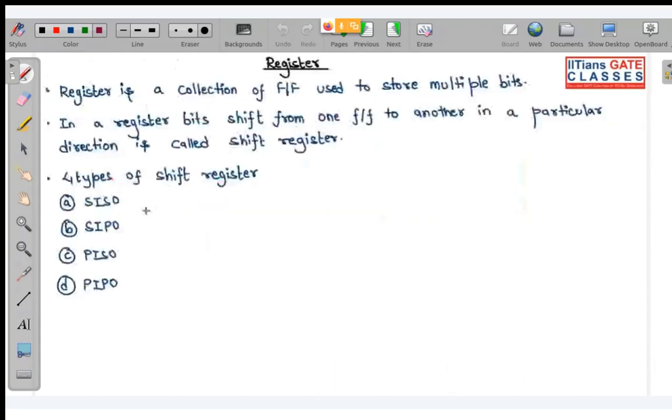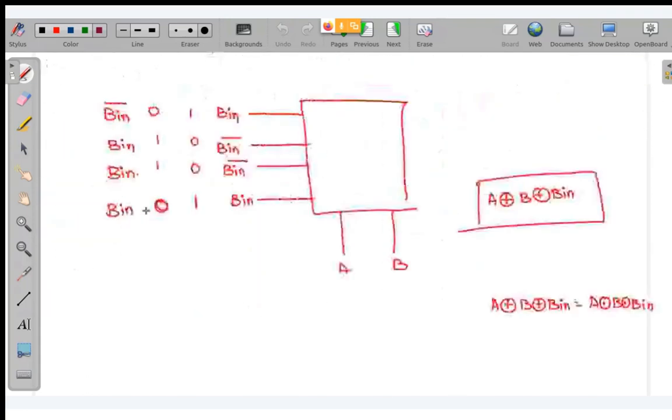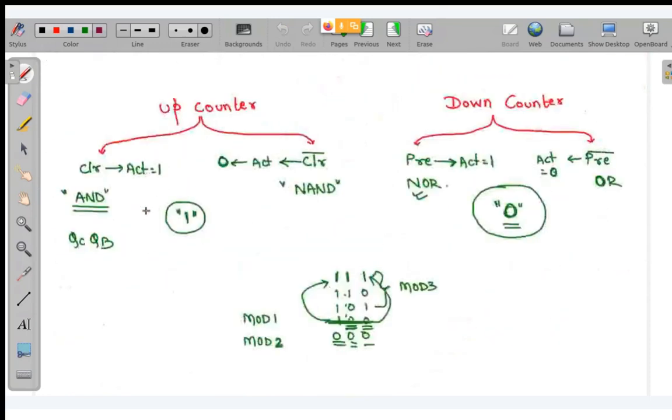You can see in the last class only I have discussed this. Active low, NAND we are using; active high, AND we are using; for active high preset we are using NOR, and for preset bar we are using simple OR. So all this should be known to you now.